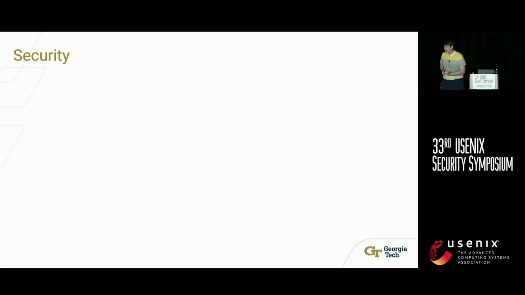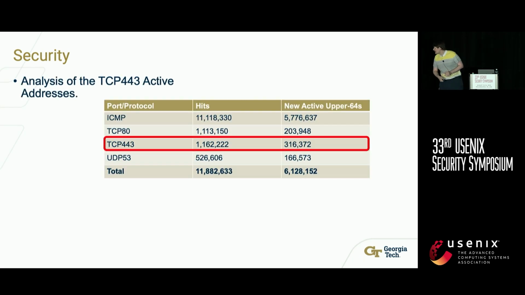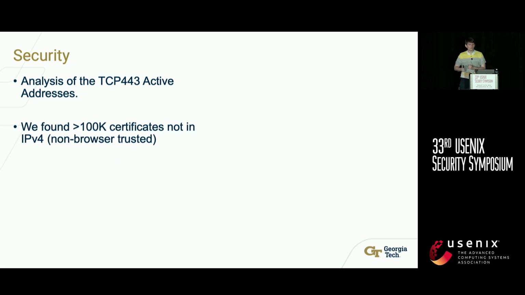We did a couple of different security applications, and I'm going to talk to you about one here today, but I refer you to the paper for others. We looked at the TCP/443 active addresses. Remember those 1.1 million TCP/443 active addresses from the table before. We connected to them via TLS. We got the certificates. We got the banner information. And we found over 100,000 certificates across these TCP/443 active addresses that had never before been seen on IPv4. And we correlated those with the census data on that.